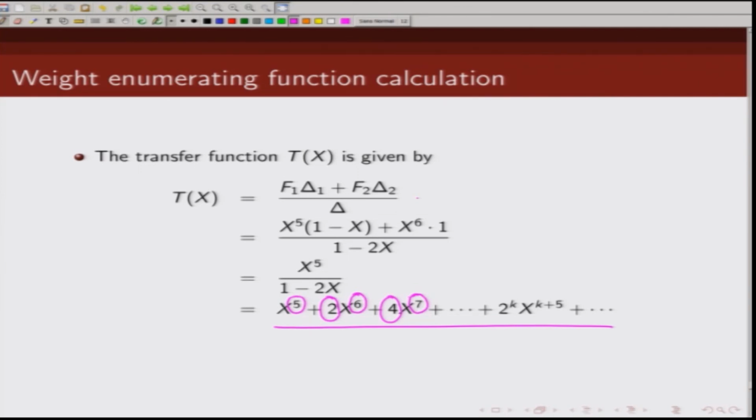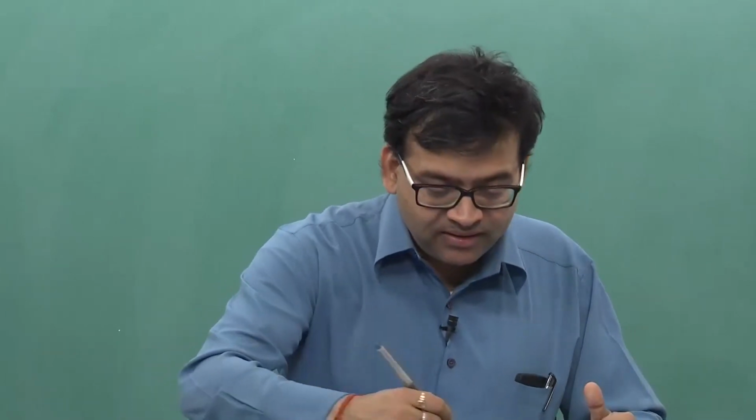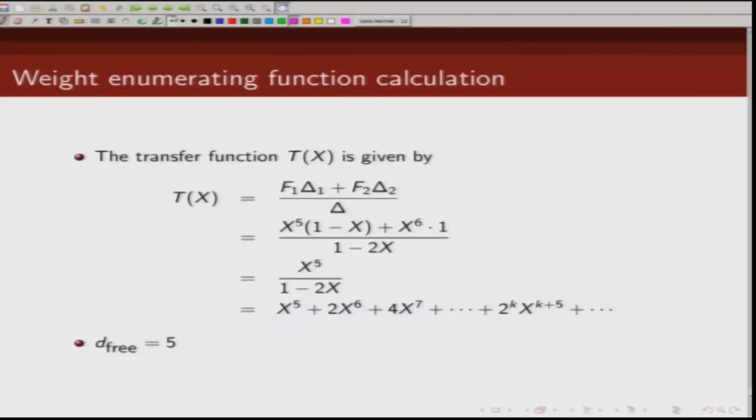So, you can see this transfer function is completely enumerating the weight distribution of my convolutional code. And the same thing I can do with the augmented transfer function. And again, because the minimum weight is 5, the free distance of this convolutional code is 5.